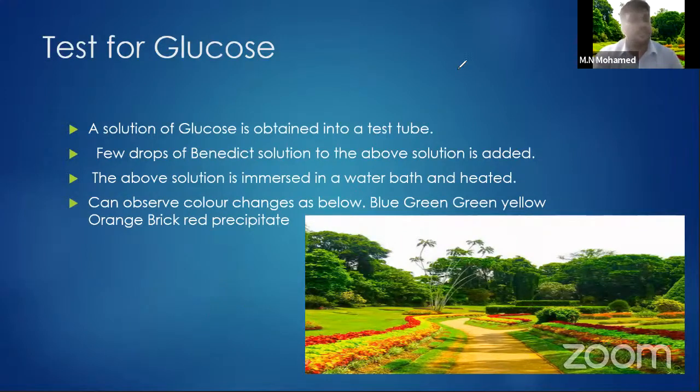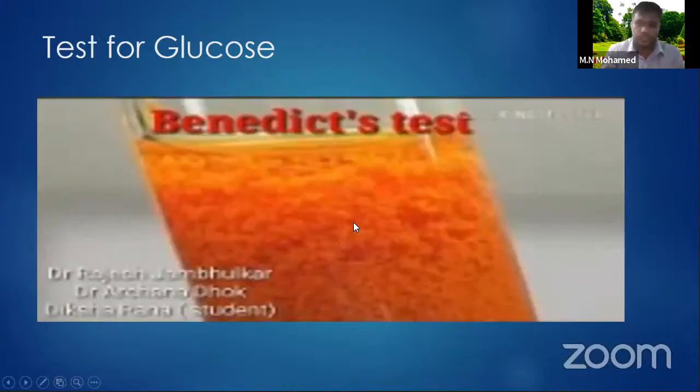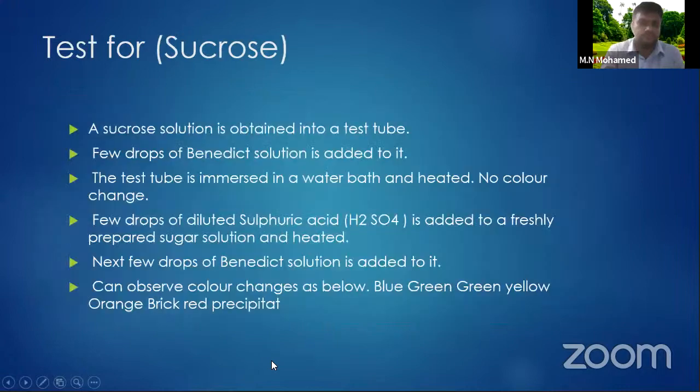I will tell it again. Test for glucose: take some amount of Benedict solution and add some drops of it to the sample, which may be a glucose sample. Then heat it in the water bath. What is the color change? Blue, green, green-yellow, and an orange brick precipitation occurs. If it happens, you can confirm that glucose is present there. Understood? Okay, we will go to the next one because this is not supporting now.